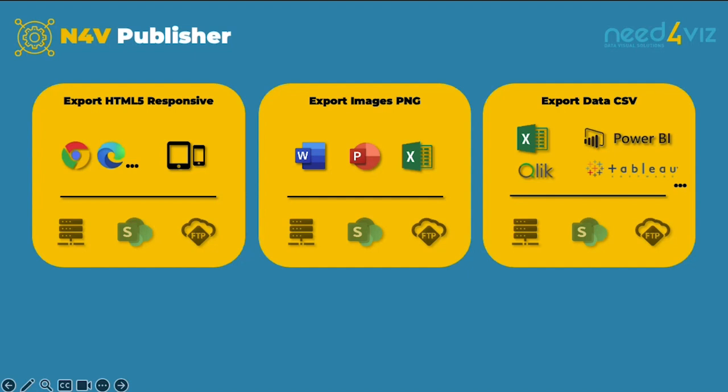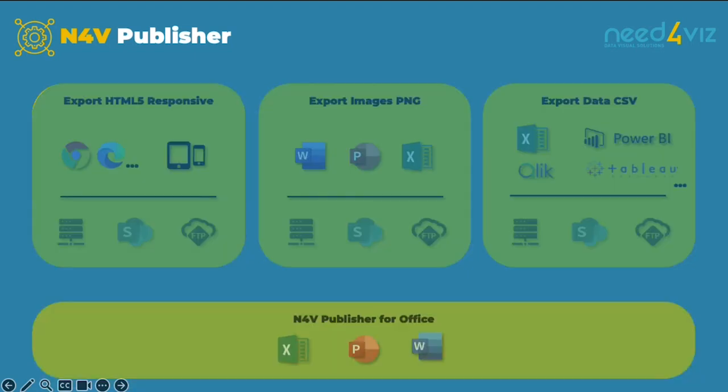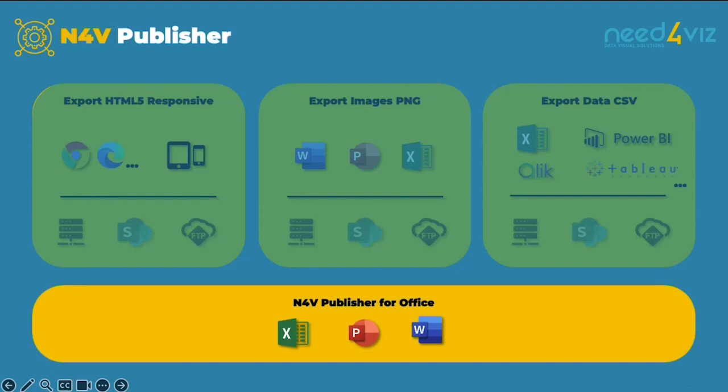The second way is we're exporting images via PNG file. And the PNG file being able to be consumed by Word, PowerPoint, and Excel. Also destination for you, again, server, SharePoint, or FTP. The third is exporting of data via CSV. And so whether your destination for that is either Excel, Power BI, Qlik, Tableau, whatever that may be. As again, also being able to push to a server, SharePoint, and an FTP site. But today we're going to talk about N4V Publisher for Office, allowing you to publish Webby reports into Excel, PowerPoint, and Word.